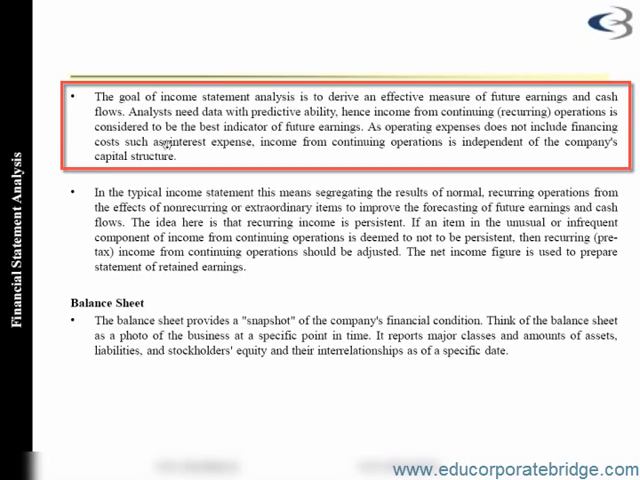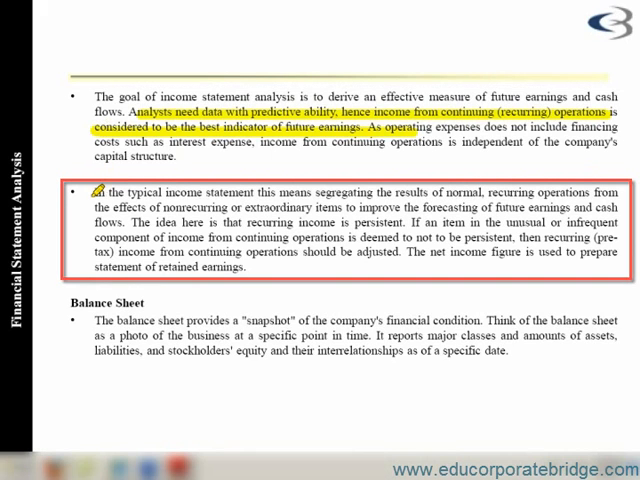Hence, income from continuing operation is considered to be the best indicator of future earning. In a typical income statement, this means segregating the results of normal recurring operations from the effects of non-recurring or extraordinary items. That is, when I'm preparing the income statement, I'll try to break it into two portions. A recurring portion will happen again and again, and there will be a specific rate, a specific way that this business would grow.